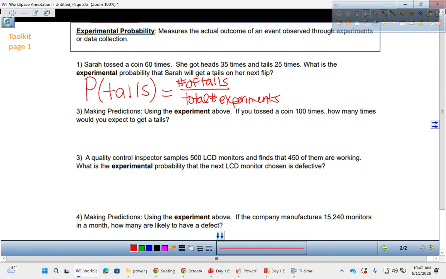Your denominator should always be bigger in this probability unit, okay? So as I read through this experiment, I see that she got tails 25 times. That's what I mean by number of tails. Out of the total number of experiments, she tossed the coin 60 times. 35 plus 25 is a total of 60. So my probability is 25 over 60.